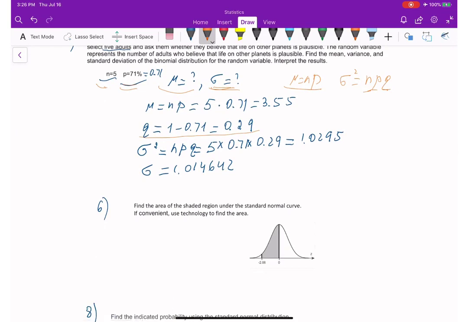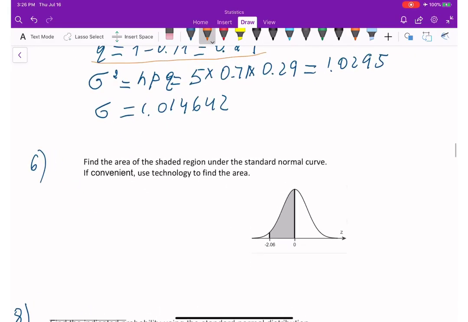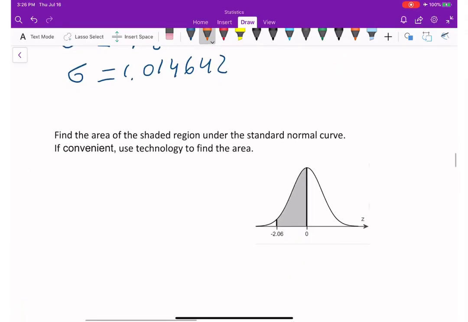Okay. Number 6. Find the area of the shaded region under the standard normal curve. If convenient, use technology. So we're going to use the table. Between, we have to find this shaded region. Practically we need to find the probability for z-score negative 2.06 and then the probability for z-score equal 0.